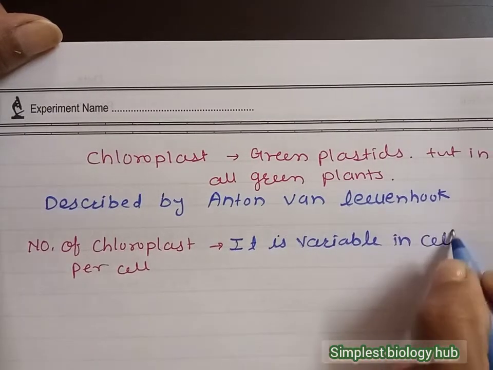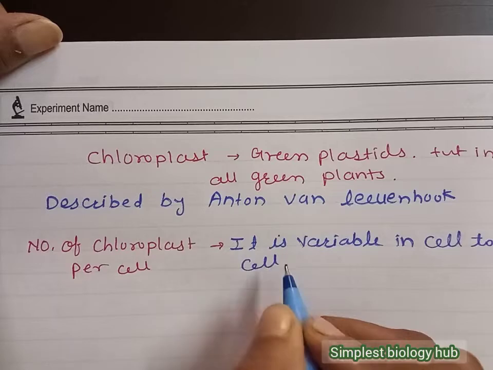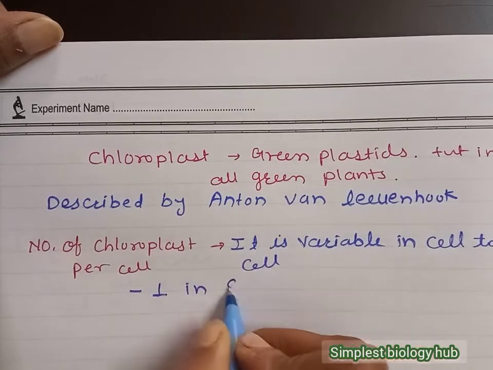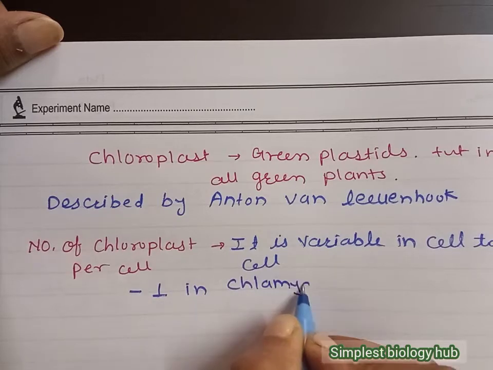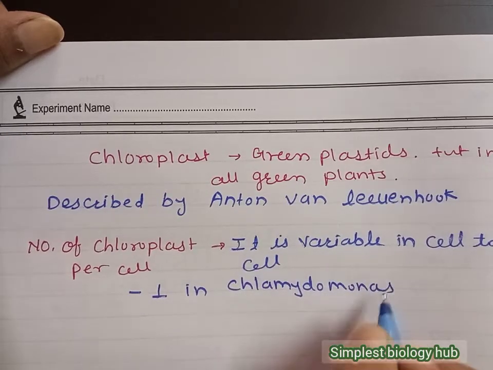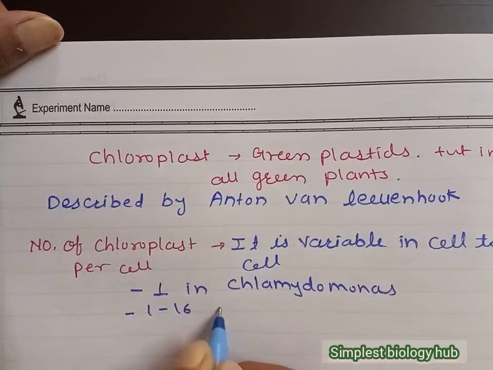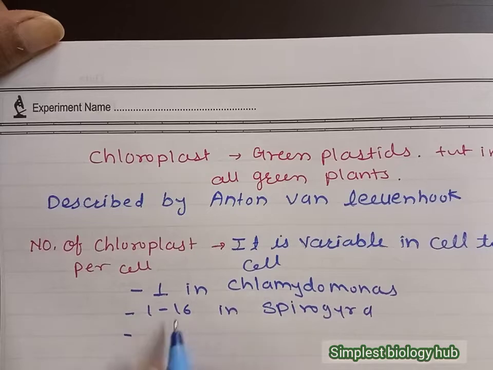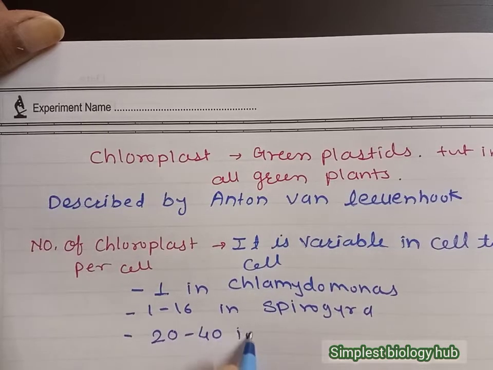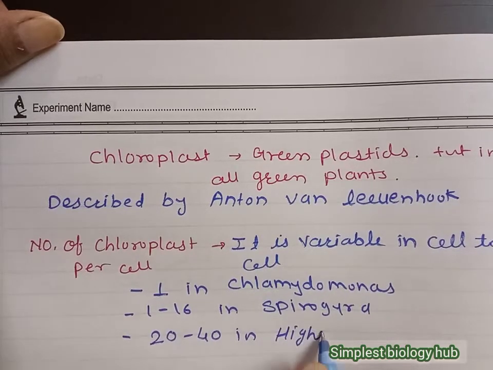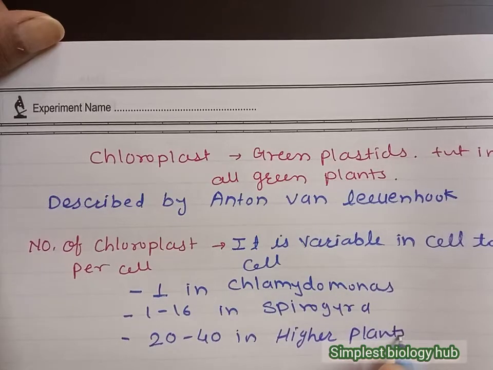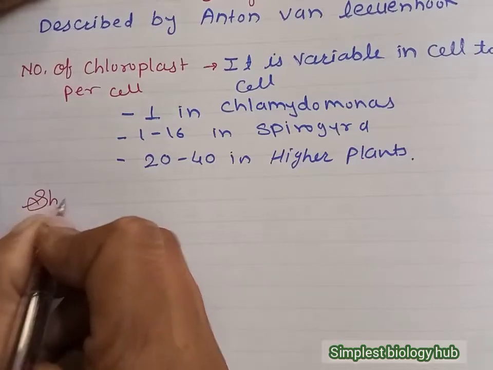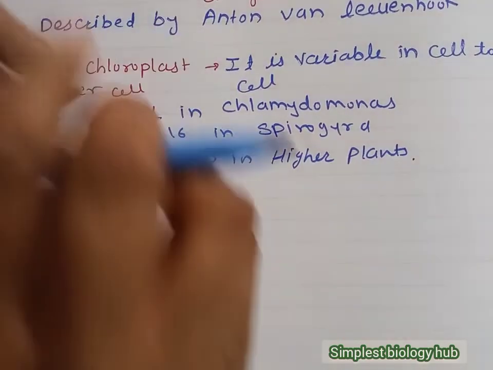Each type of plant contains a different number of chloroplasts in one cell. Some examples: one chloroplast is present in Chlamydomonas. It is a unicellular alga and it contains only one chloroplast. 1 to 16 per cell in Spirogyra. It is also a type of alga. And 20 to 40 are present in higher plants like gymnosperms, angiosperms and pteridophytes.